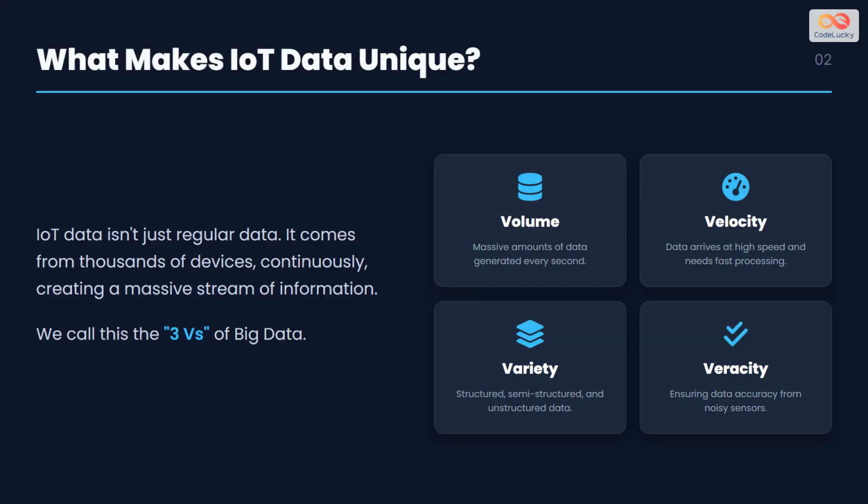So, what makes IoT data different from regular user data? It is defined by the 3 V's. First, volume. We are talking about billions of records. Second, velocity. Data arrives constantly, often every millisecond. And third, variety. It comes in many messy formats. Plus, we have veracity, meaning we have to trust data from sometimes unreliable sensors.